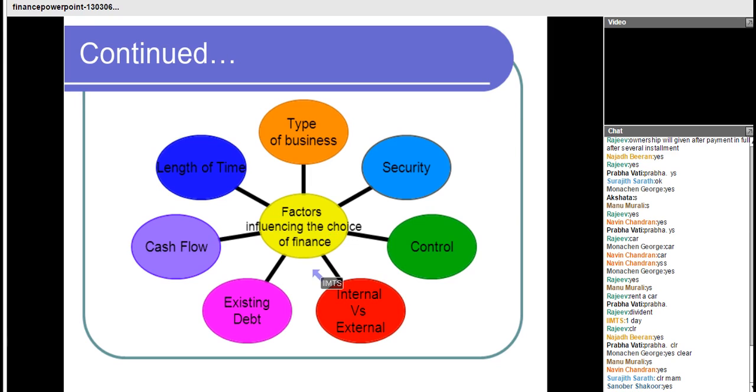Now, what are the factors influencing the choice of finance? The type of business, security. Do we have ample security to offer to the bank? That is an important consideration. How much control do we need in the business? Internal or external, which means should we go for? How much is the existing debt on us? If the debt is on the higher side, then people outside may be reluctant to give further credit and loan to us. Even the bank may hesitate. So all that we have to consider. And cash flow, is it being maintained properly? The length of time, for how much time do we need it?